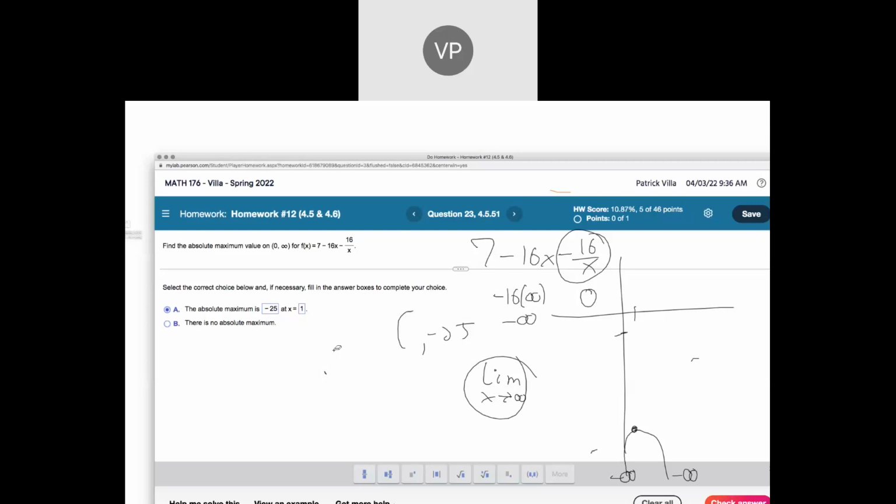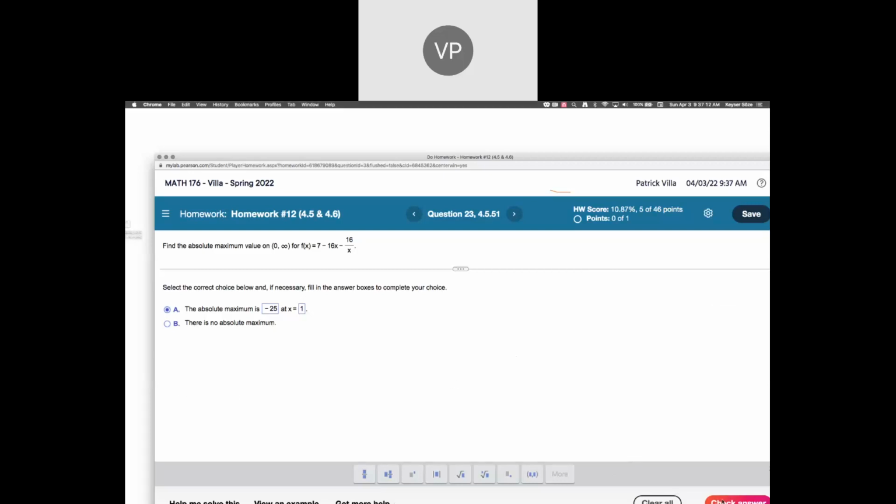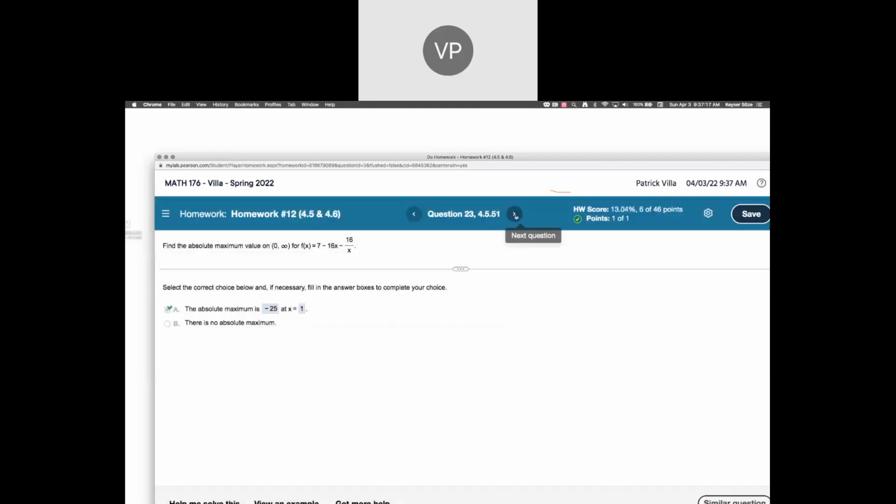Plug in positive 200, plug in 100, plug in 1,000, just to confirm what's going on as you go far to the right, and then plug in a number really close to 0 on the right side, like 0.001, just to confirm that we're not getting any kind of drastic turns, and making sure this is like a downward parabola, and we are in fact having an absolute maximum right there. So that local maximum turns out to be the actual maximum, and that's it for this problem.